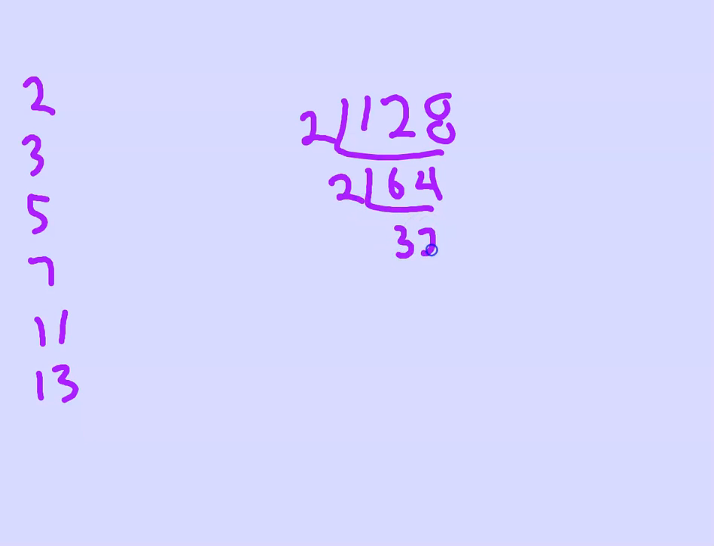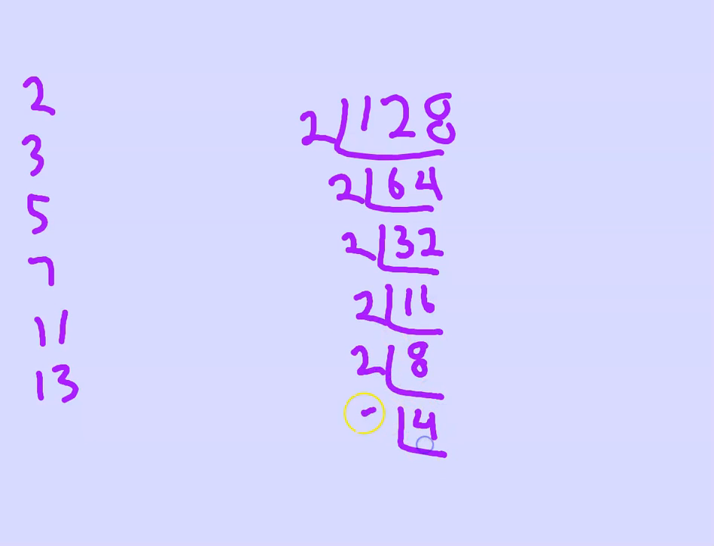I get 32. That divides by 2. I get 16. That divides by 2. I get 8. That divides by 2. I get 4. And that divides by 2. I get 2. 2 is prime. So here's my list: 2, 2, 2, 2, 2, 2, 2. I'm all done. So I like the ladder method better, but if you don't like it, that's fine. It doesn't bother me which one you use.